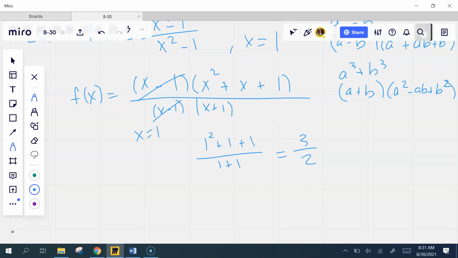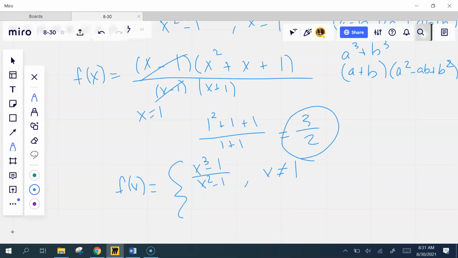So the way I would write this is I would say f of x equals. I write the original equation, right? x cubed minus 1 over x squared minus 1. This is anytime x is anything except 1, because 1's going to cause a 0 in the denominator, right? When x is 1, I want to put it as 3 over 2.